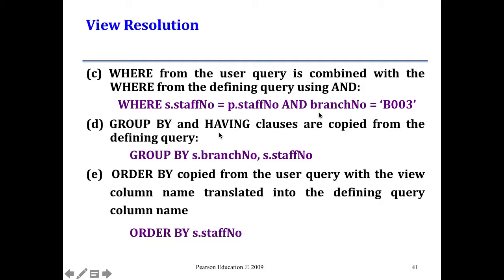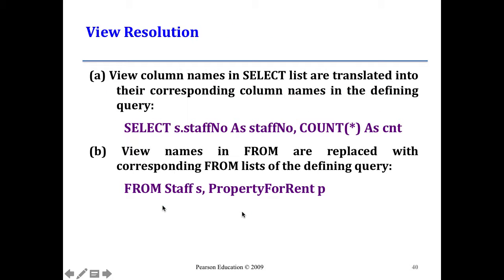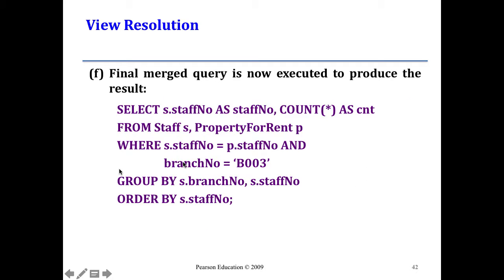Then the group by and the having clauses are copied from the defining query, and so is the order by. The group by and having clauses are copied from the defining query. The order by is copied from the view query. So here we are ordering by staff number, so that gets copied in verbatim for the order by. The group by and having was copied in from the defining query. And so when we're all done, we have this final query which is now completely mapped onto the base relations and onto the attributes from the base relations.